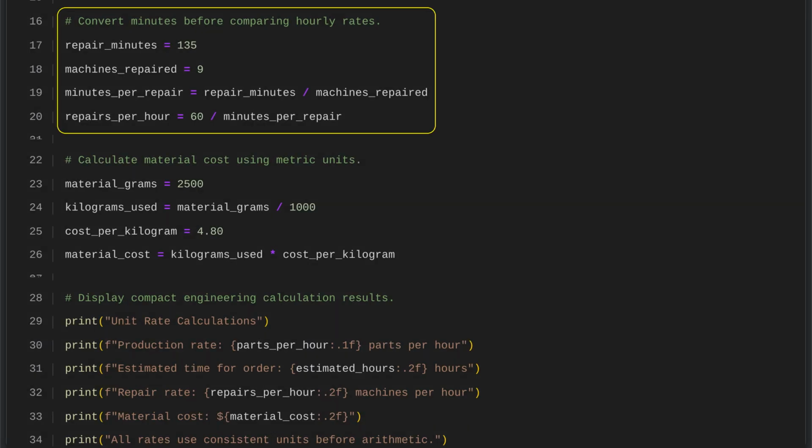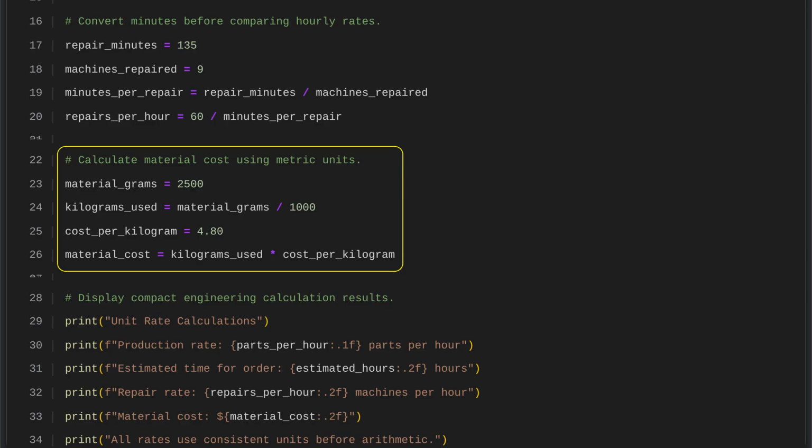To find the average repair time, divide the total repair time of 135 minutes by the 9 machines repaired. Then, to express the repair rate in machines per hour, divide 60 minutes by that average time per repair. This shows how many machines are repaired in 1 hour.